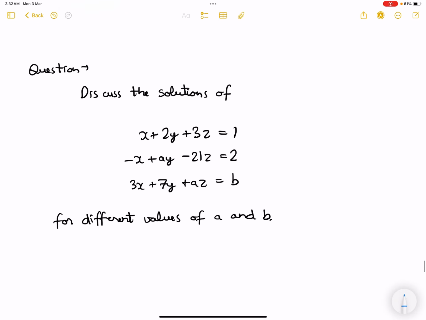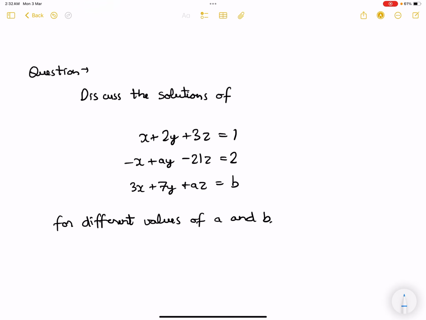One more question is left, we'll do that as well. It is 232. So you need to discuss the solutions of this for different values of a and b. I'll give you time till 237 to solve this on your own. I would prefer you to solve this on your own, because in the exam you might get a question, so you'll get habituated to it. So try solving this on your own.